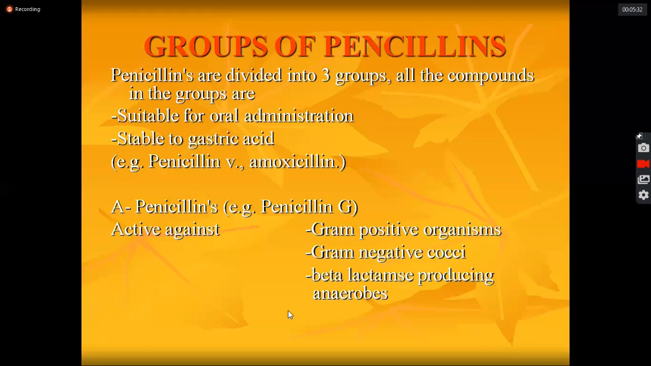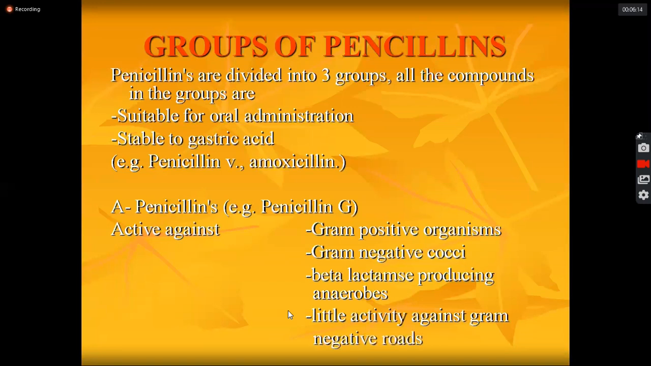Penicillins are divided into three groups. All the compounds in the groups are suitable for oral administration. They are stable in gastric pH, for example, as I told you, penicillin V and amoxicillin. Now let's see the spectrum of the penicillin, that is penicillin G. They are active against gram-positive cocci, gram-negative cocci, and beta-lactamase producing anaerobes, but not against gram-negative bacilli. So you can see in the slide that there is no mention of gram-negative bacilli. So the first penicillin group is active against gram-positive cocci, gram-negative cocci, and gram-positive bacilli, but no gram-negative rods.